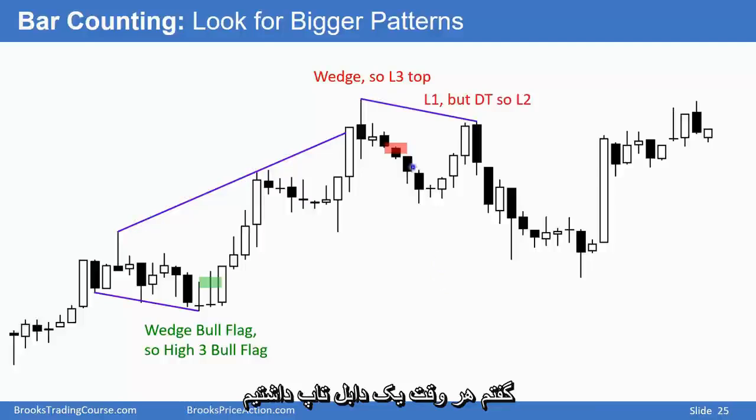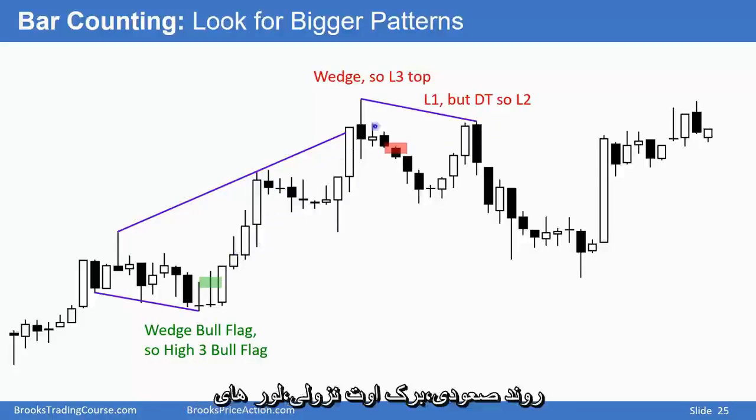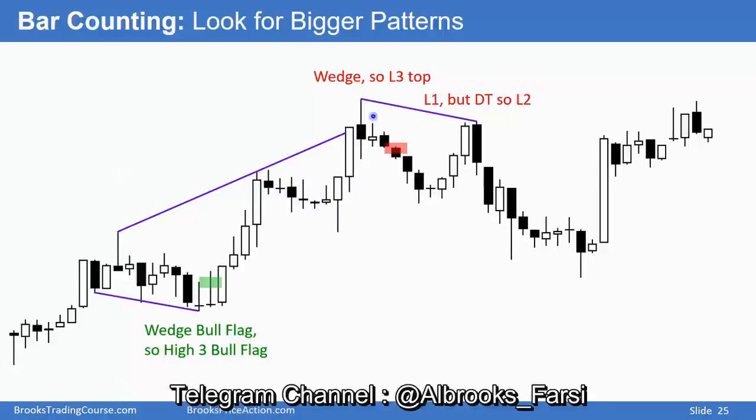Now, I said anytime you have a double top, it's a low 2. So you can call it a double top, you can call it a lower high major trend reversal, bull trend, bear breakout, lower high. You can call it a low 2 in a trading range. You're thinking that after a wedge channel, we're going to enter a trading range. And this is a double top.